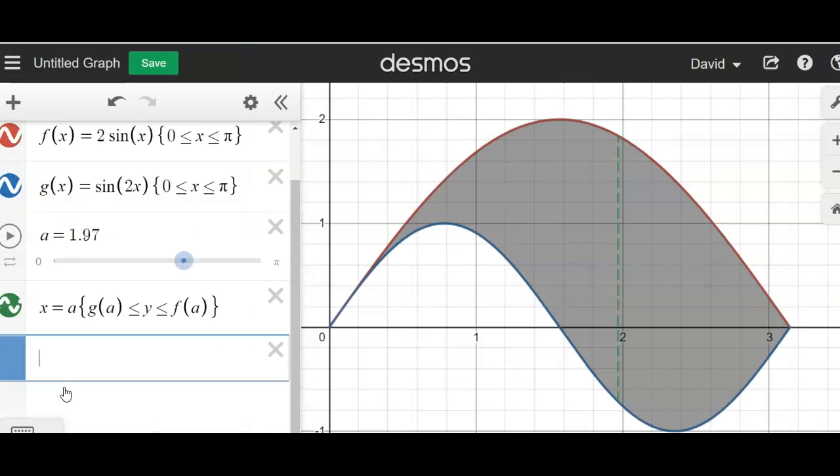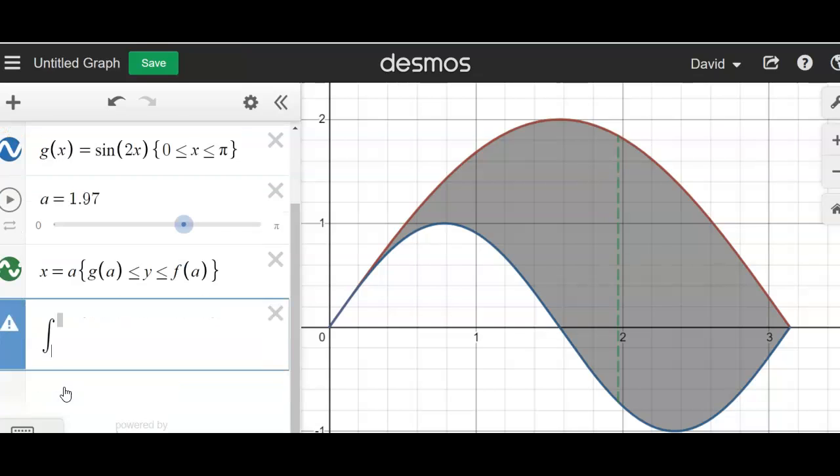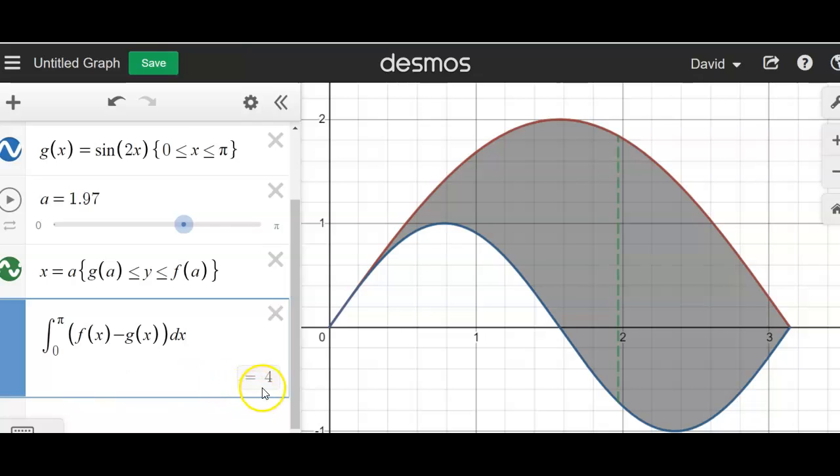Okay, I can also integrate this with Desmos. Int, 0 on the bottom, pi on the top. You just write pi for pi, and then put a parenthesis. You'll need a parenthesis here. Well, I've already labeled them f and g. I can just do f of x. I need a parenthesis though. f of x minus g of x, and then put a dx at the end. And it's a good way to check it, especially if it comes out to be a nice whole number like that.